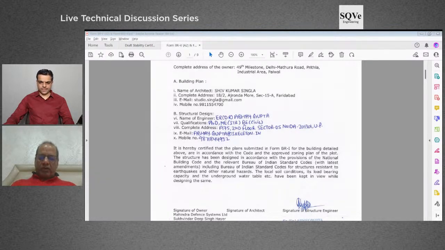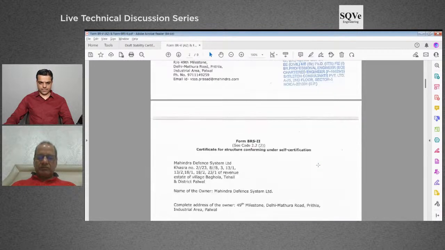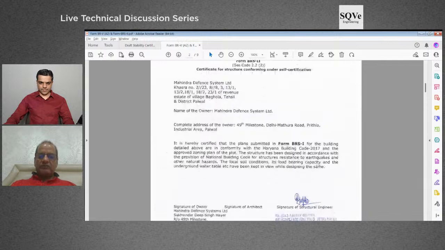There is another form along with this. Is there something below this? Yes. Certificate for structural conforming under self certification. So this is again the Haryana Building Code 2017, and the approved structure has been designed according to this. It's more or less the same. I don't know why they have kept two separate forms. Next.